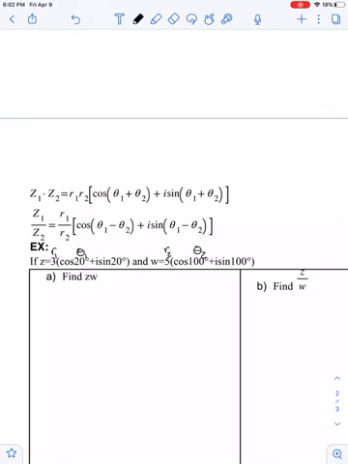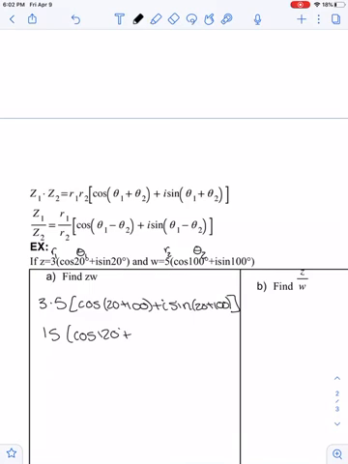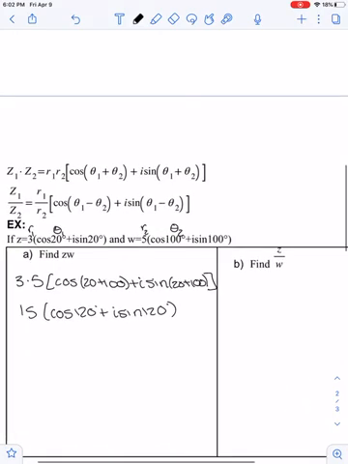Let's just plug in those values to the equation. So r1 times r2, and then cosine theta 1, which is 20, plus theta 2, which is 100, plus i sine 20 plus 100. Simplify: 15, and then cosine 120 plus i sine 120. And that's it for this one.